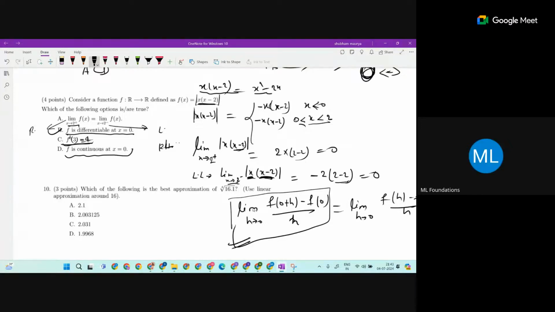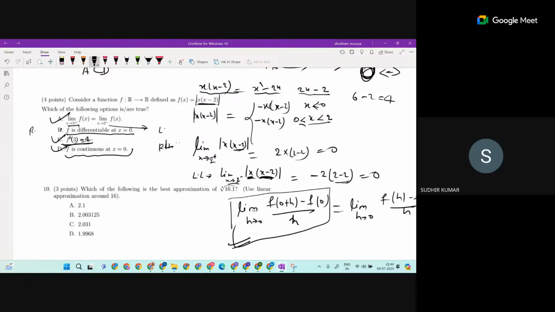X square minus 2x. So the derivative of this is going to be 2x minus 2. So at 3 it is going to be 6 minus 2, which is 4. So this option is going to be true. So the first one, third one, and fourth one. So these three options are going to be true.